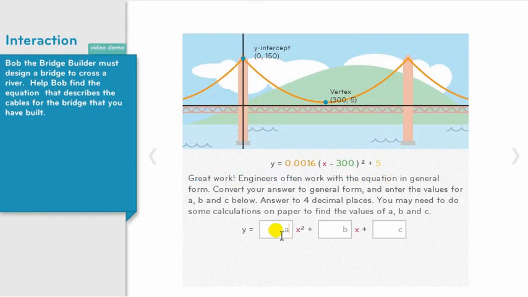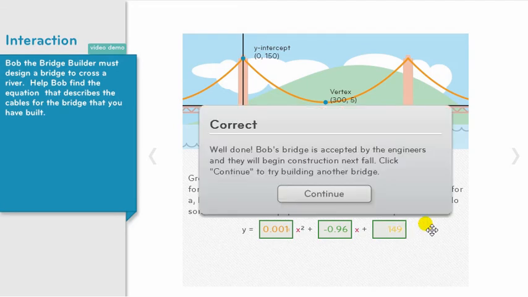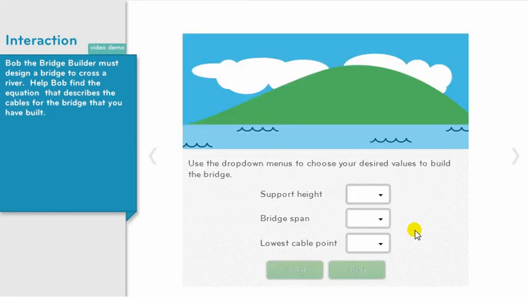Okay, so our a value is 0.0016. Our b value is negative 0.96. And our c value is 149. Now you should go and try building some different bridges.